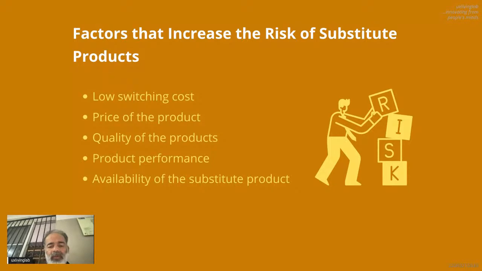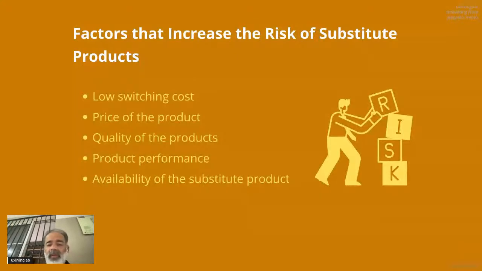On the same note, you can switch from one pen to another easily since the switching costs are low. So factors that increase the risk are low switching costs. When there is a low switching cost, customers will switch. Then price of the product. If a product is priced comparably, for example, in the case of a writing pen, there is a high risk of consumers switching from using one pen to another unless they are loyal to a particular brand.